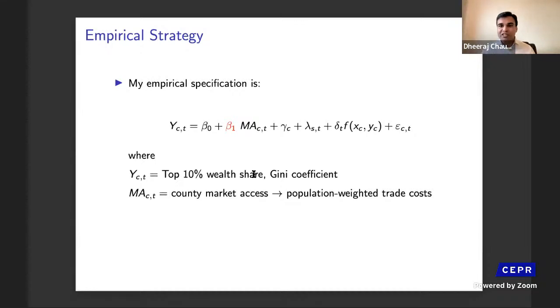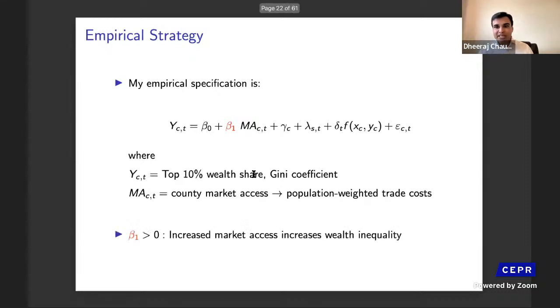So the identification assumption is that I basically compare the effect on inequality when market access changes among nearby counties. And the main coefficient is beta 1, which captures the sensitivity of wealth inequality to market access. So if beta 1 is positive, that suggests that higher market access leads to an increase in wealth inequality.